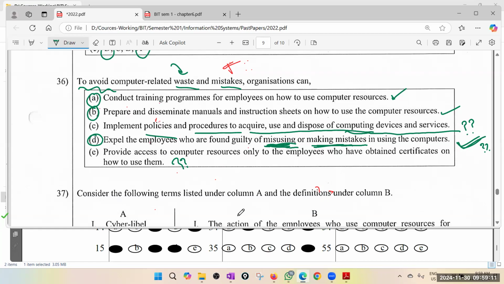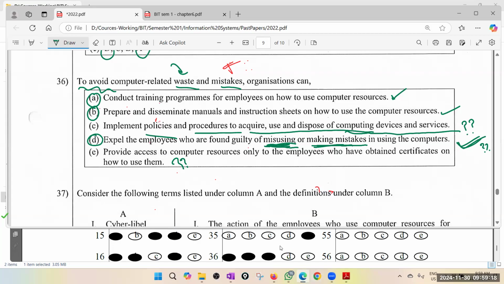Okay, it can be a little bit debatable. There are debatable answers here. Okay, 36. Let's see what the examiner's answers are. Right, the examiner has taken A, B, and C only. So A, B anyway the examiner has taken.